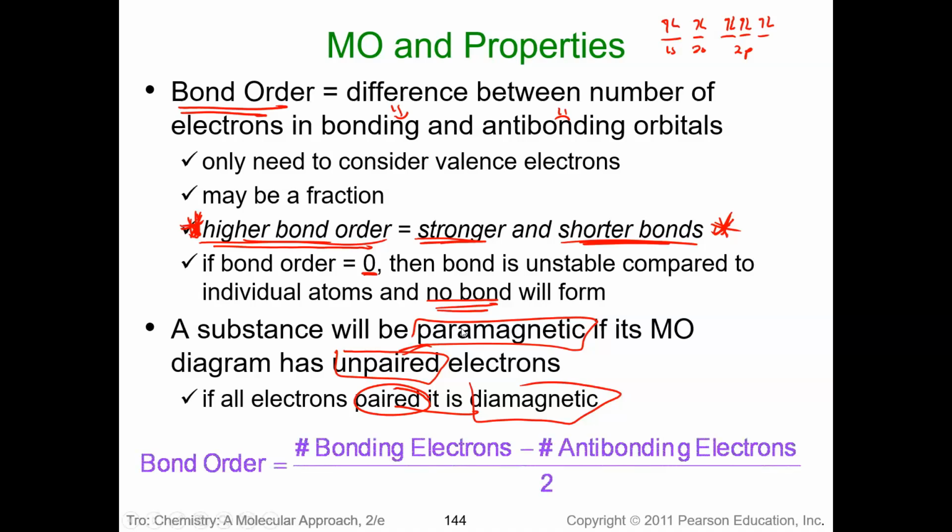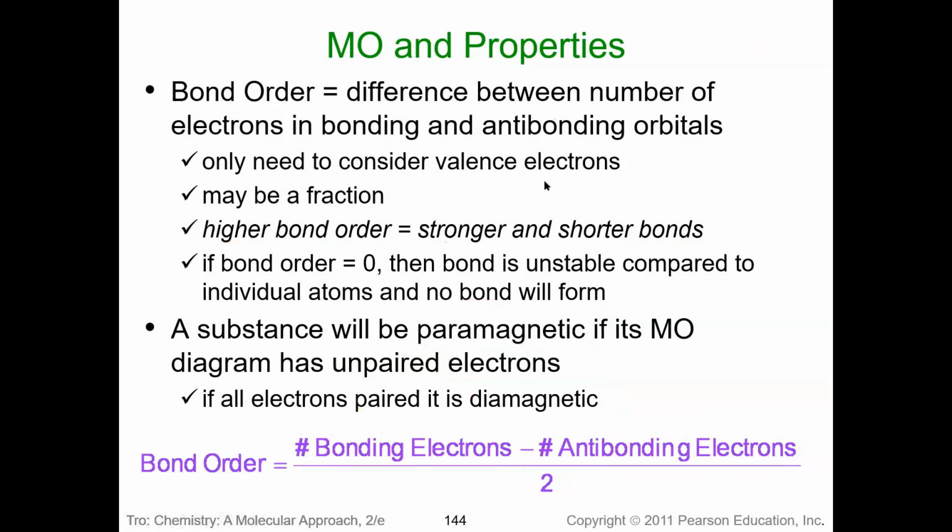Here's how we found our bond order. We take the number of bonding electrons in our happy molecular orbitals, and then the number of anti-bonding electrons in our unhappy orbitals. And then we divide it by 2. Okay, so let's look at what this looks like.